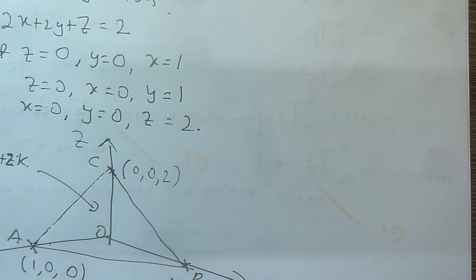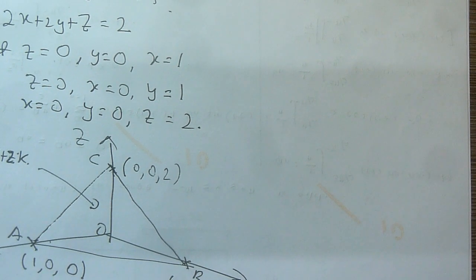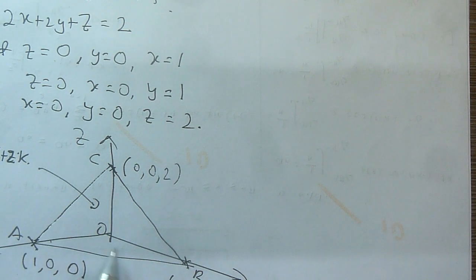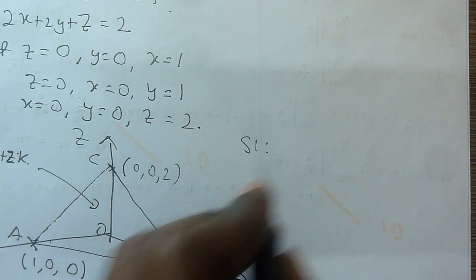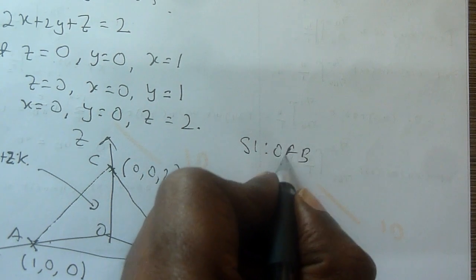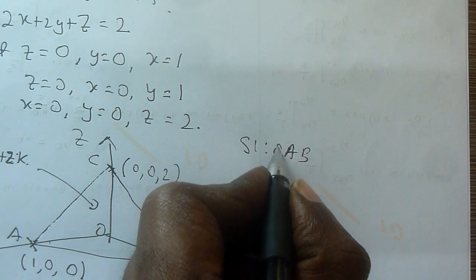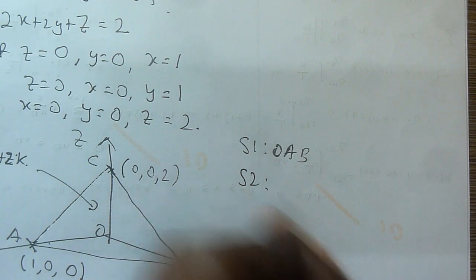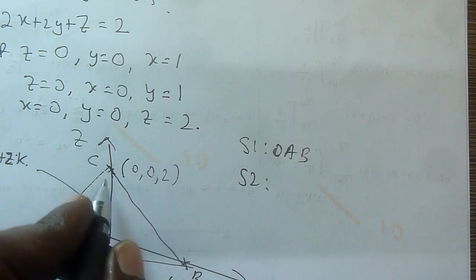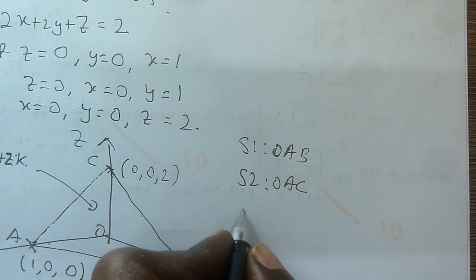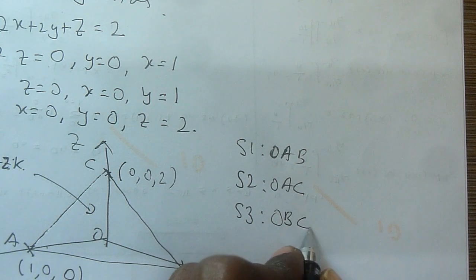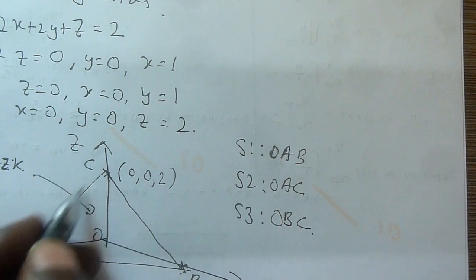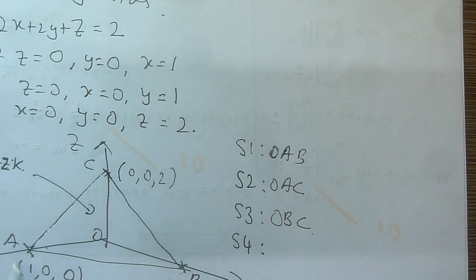We have altogether, you can see, O, A, B, maybe I'll call it surface 1, or O, A, B, whatever. As long as you can understand, this is enough. It's surface 1. I call this surface 2, OAC. S3, OBC. And surface 4, ABC.